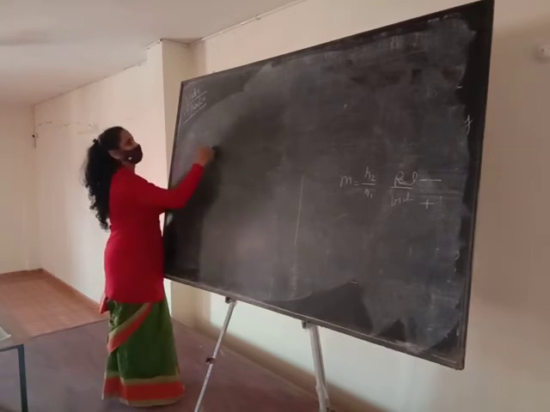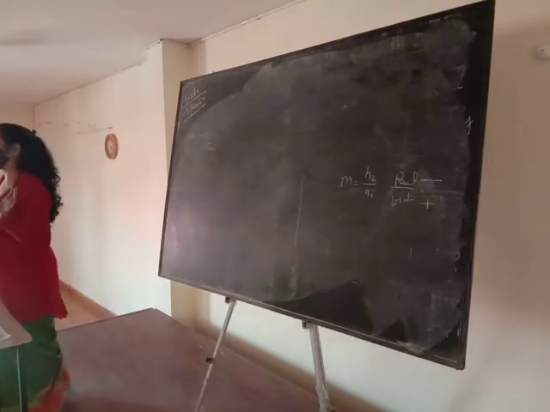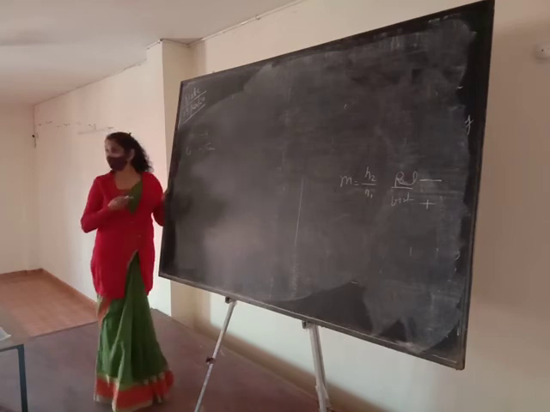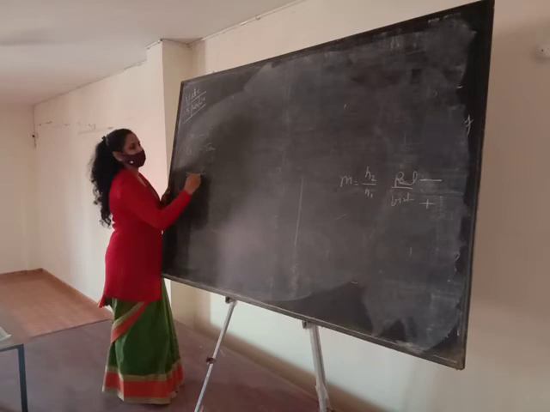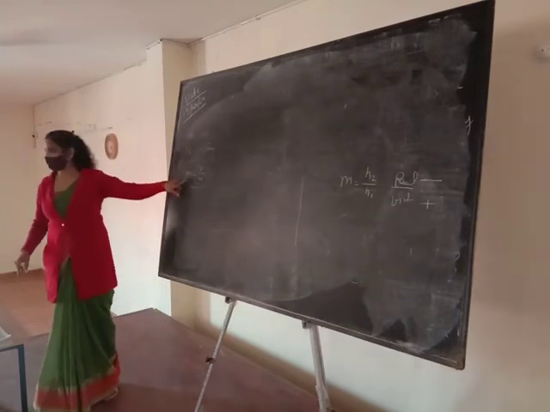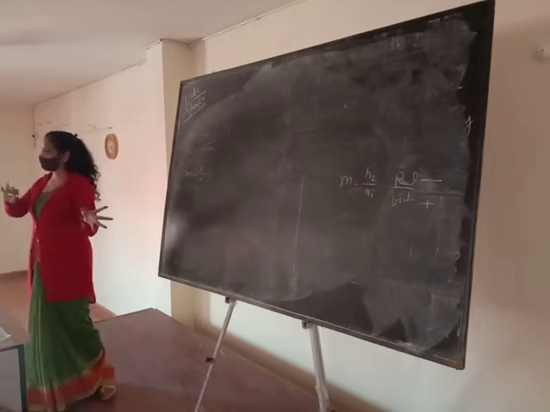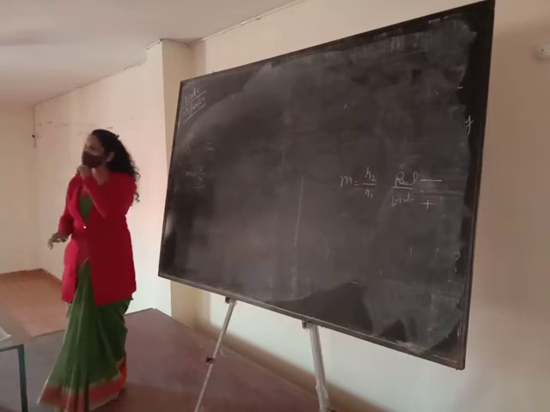Good, Saurabh. How can you solve this question? Okay, we will find the relation between V and U from this formula, and then we will apply the 1 over F focal length formula. Okay, good. Sit down.